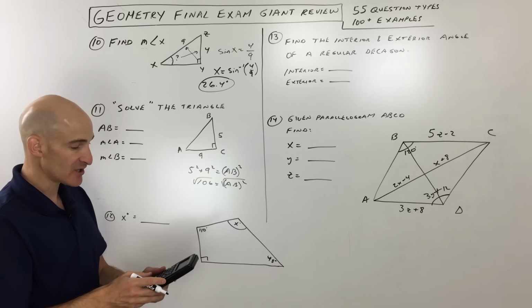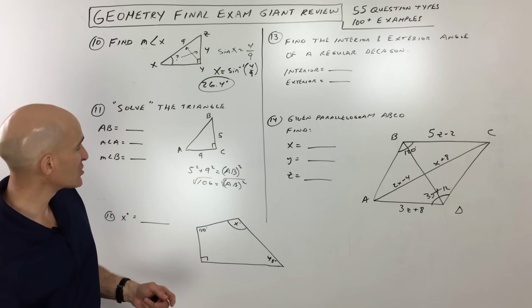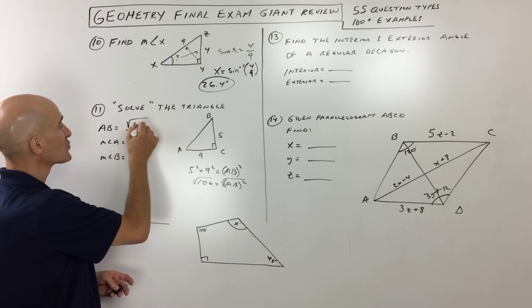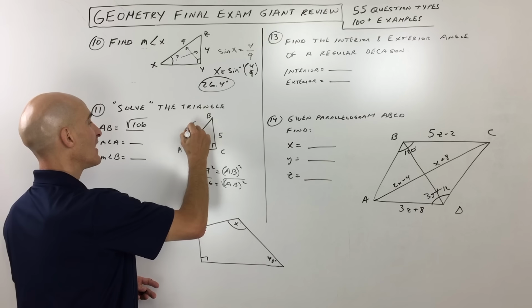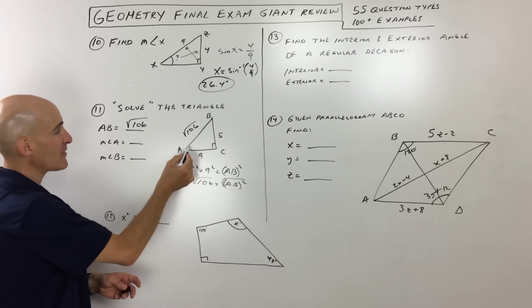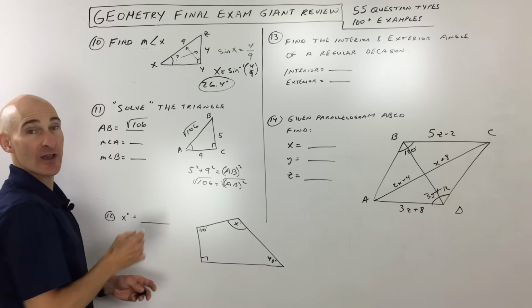So this is actually not going to be able to be simplified at all. So we can just leave this as an exact answer, square root of 106, and that's that side right there. Now we want to find the measure of angle A and the measure of angle B.